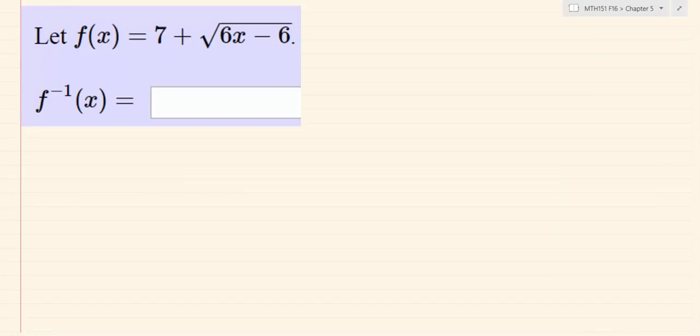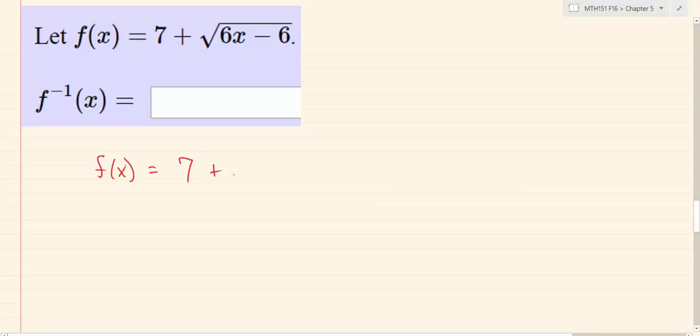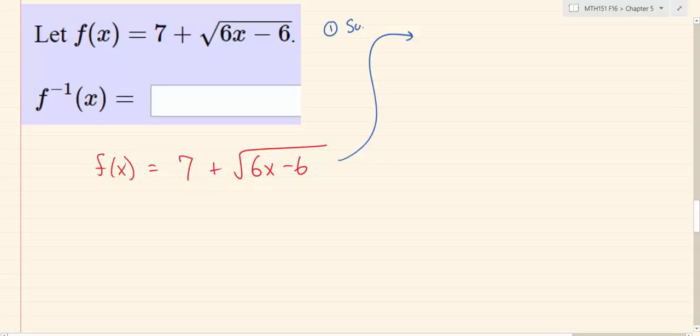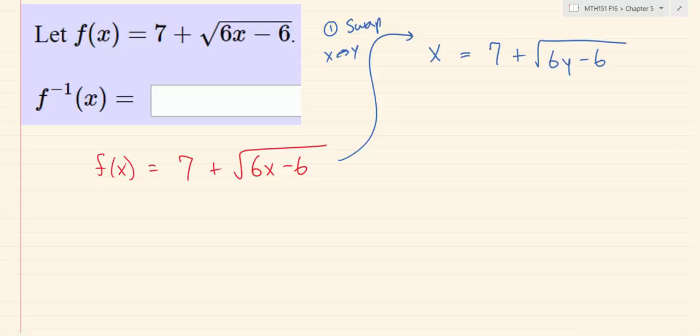Again, I'll do the function in red. I'm going to say f of x equals 7 plus the square root of 6x minus 6. Swap x and y. Everywhere you see a y, you put an x, and everywhere you see an x, you put a y. And this is the inverse function. We're kind of done. The problem is we like things to say y equals, not x equals. So now we have to manipulate this and solve it for y.